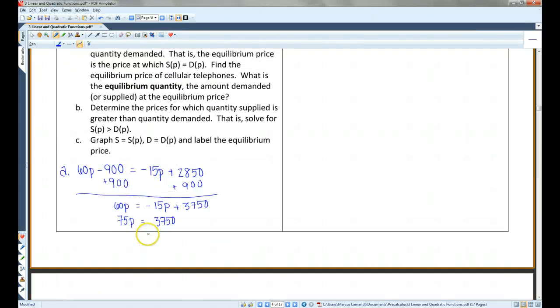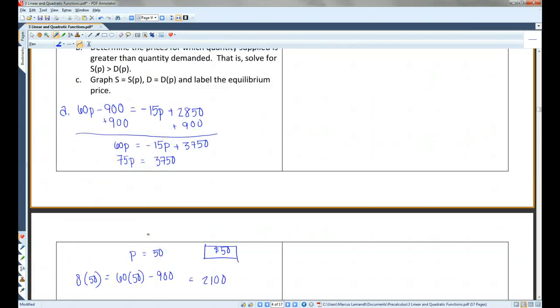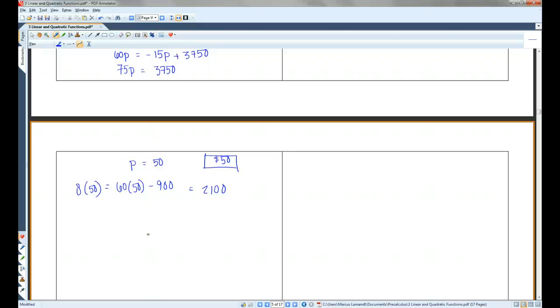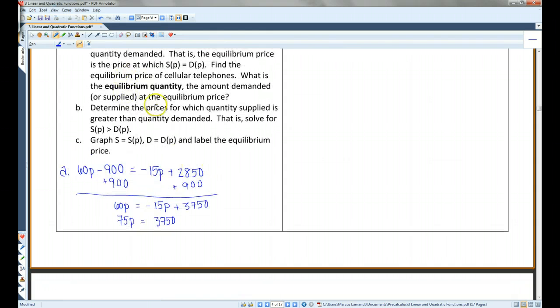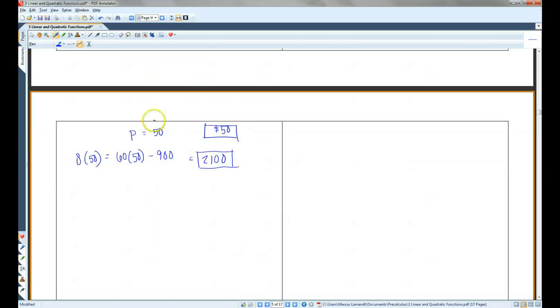Alright, let's finish up this problem from the last one. For part A, we got 2100. Okay. For part B, they're asking you to determine the prices for which quantity supplied is greater than the quantity demanded. So, we're basically just going to try to figure out where S of P is greater than D of P.